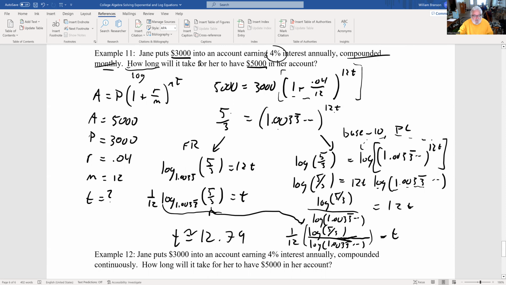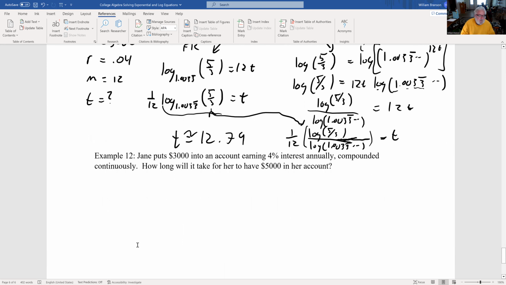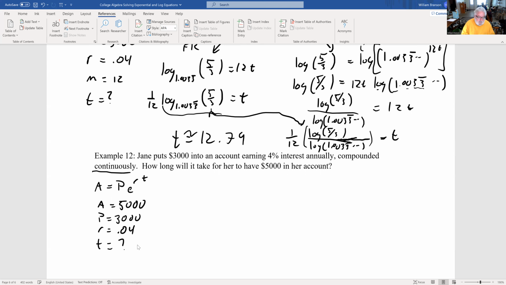So same issue. She puts in $3,000, wants to know when it's 5,000. Same interest rate 4%, but now compounded continuously. So compounded continuously means we want A equals P e to the RT. What's A, P, R, and T? Remember that e is just a number. So she's investing 3,000. She wants to know when she'll have 5,000. The interest rate is 0.04. T, we don't know what that is.